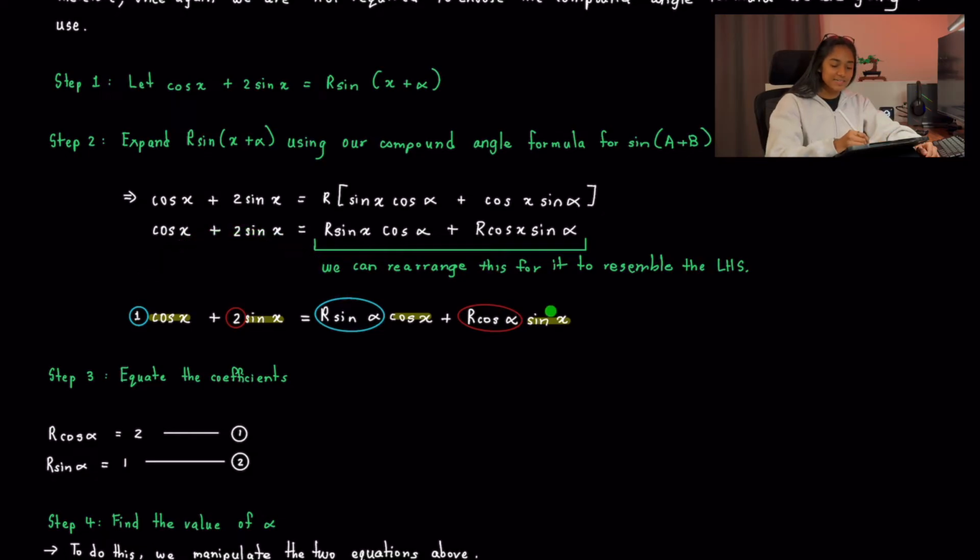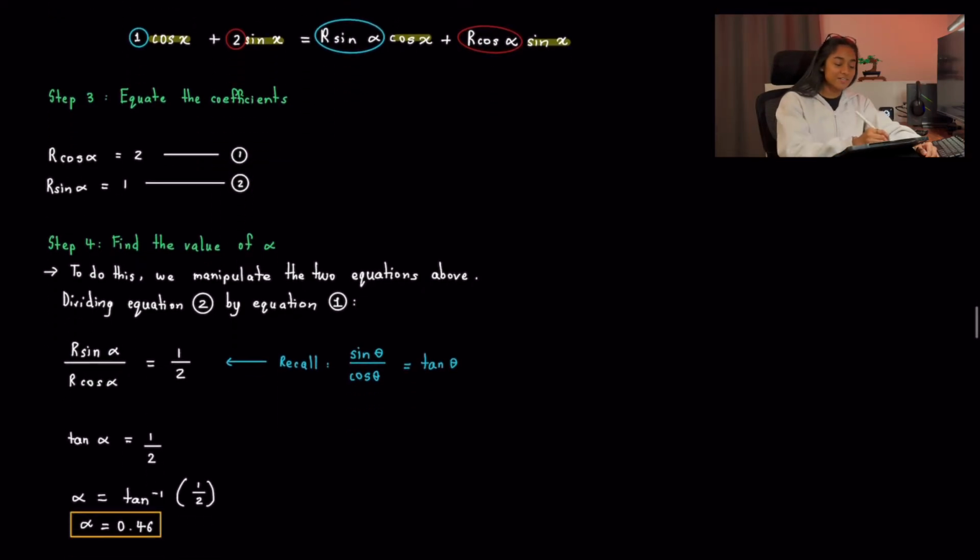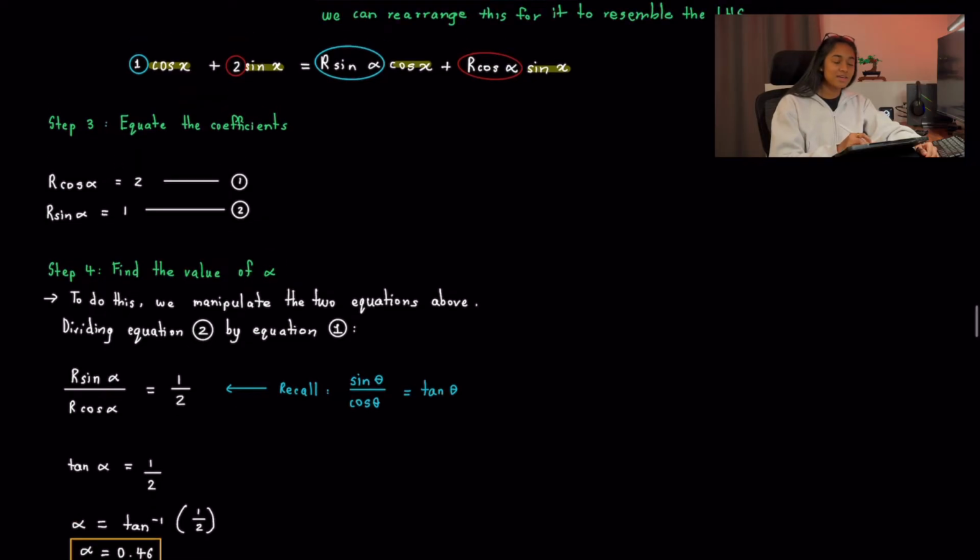And the same goes for sine x. The coefficient of sine x is r cos alpha, and on the left-hand side it is 2. So we can equate them as well. By equating these two, we can see that we have two equations, okay? After equating the coefficients, we made two equations. And these are going to be super useful because we're going to find the value of alpha as well as the value of r with these two equations. So just make sure they're correct, okay?